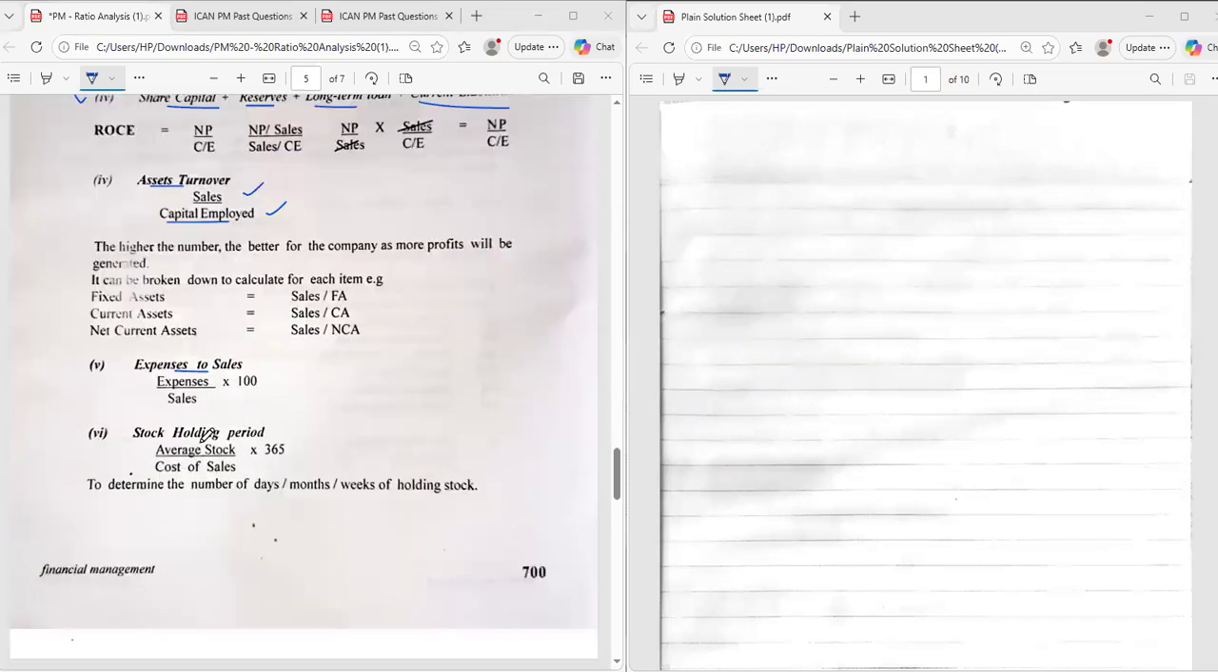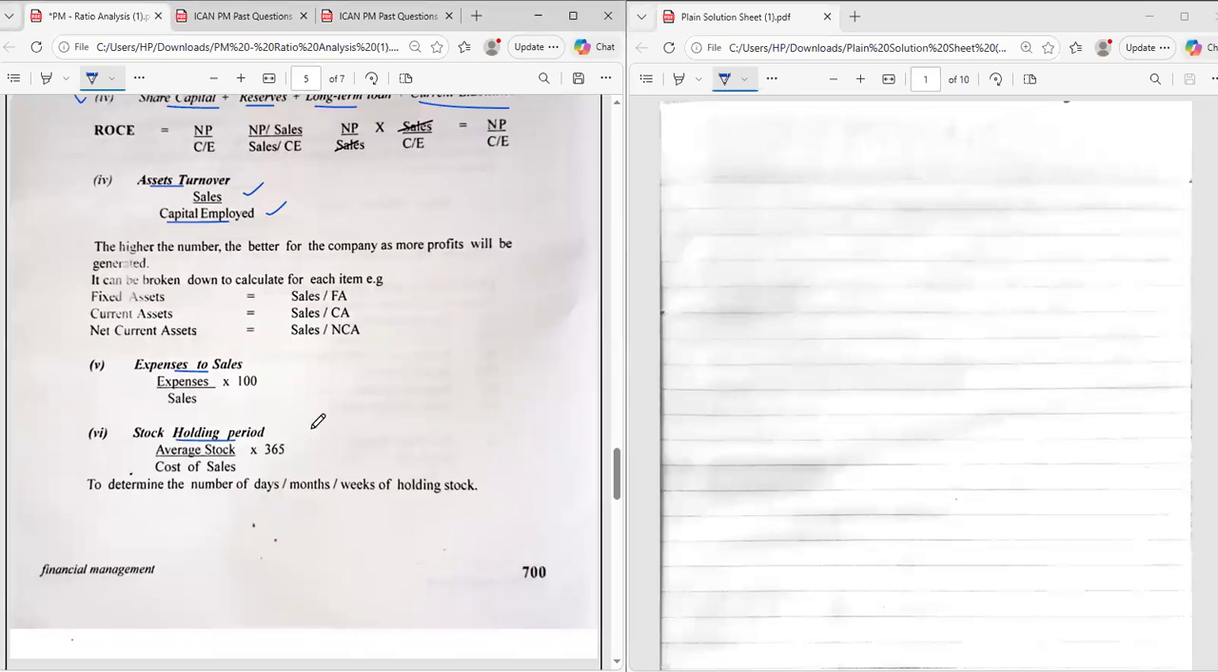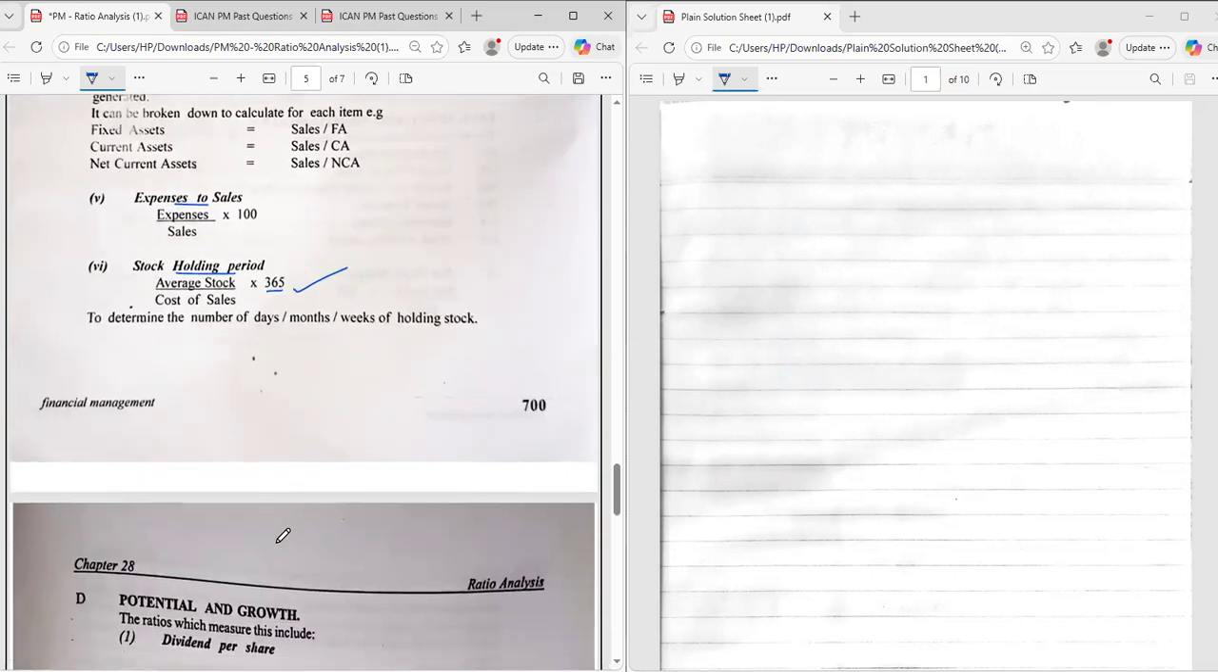All right, so the next one is going to be stock holding period. You see, when you hear the word period, it means that it needs to be measured in days, weeks, months, or years. We have the average stock divided by cost of sales, times 365 days. It need not be 365 days in your question; it can be 366, it can be 360. I have the power to change the number of days in the year. So don't say that I gave it 365, so it must be 365. Watch out for whatever the question wants you to use. Makes more sense. All right.